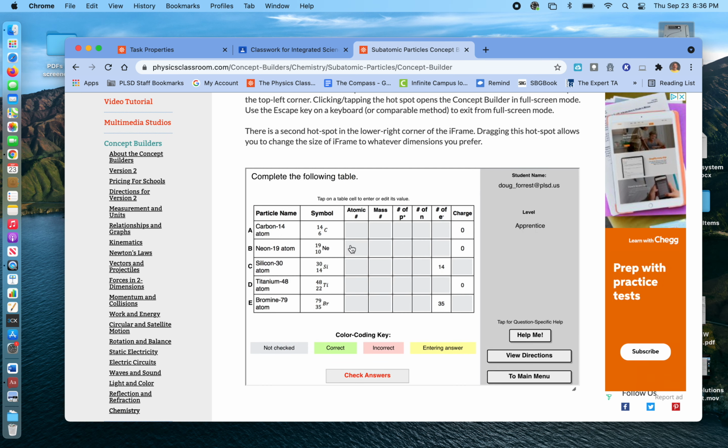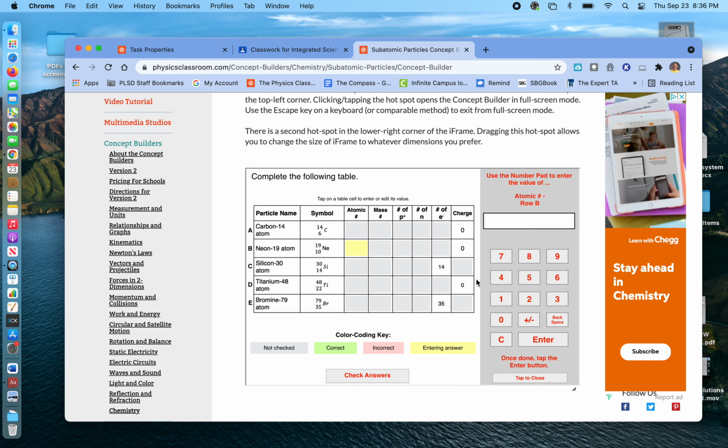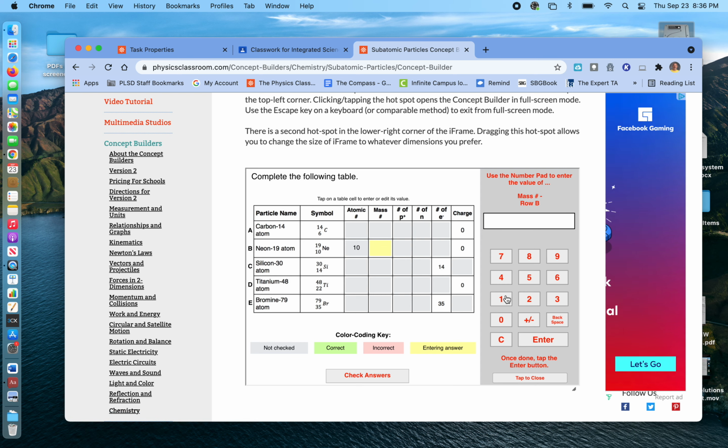So at this particular point, it's got a neon 19 atom. So you know this symbol, you know that overall it's got 19 mass units, 10 protons. So the atomic number would be 10. The mass number is 19.